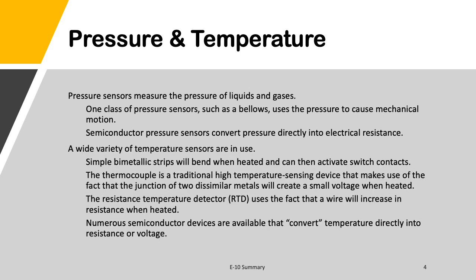A wide variety of temperature sensors are in use. Simple bimetallic strips will bend when heated and can then activate switch contacts. The thermocouple is a traditionally high temperature sensing device that makes use of the fact that the junction of two dissimilar metals will create a small voltage when heated. The resistance temperature detector, RTD, uses the fact that a wire will increase in resistance when heated. Numerous semiconductor devices are available that convert temperature directly into resistance or voltage.